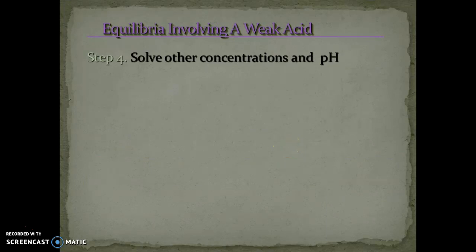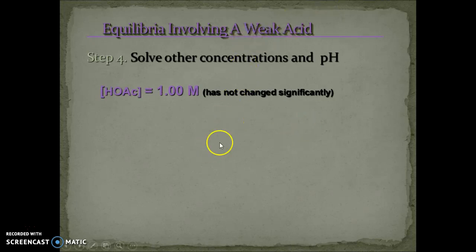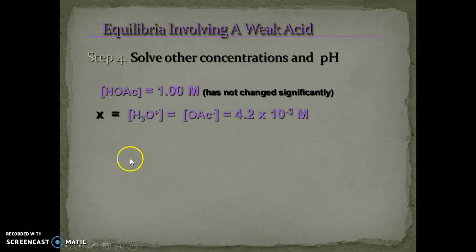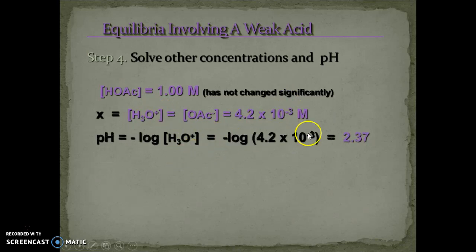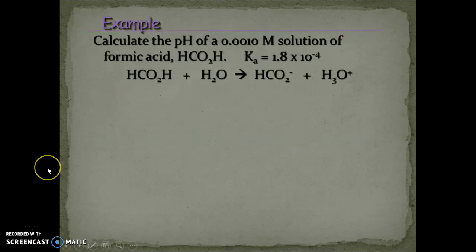I forgot. We need to solve the other concentrations and the pH, so it's good I didn't stop. The concentration of acetic acid is 1.0 minus the 0.0042. X was H3O plus, the ion concentration, 4.2 times 10 to the negative third. Then we're going to use this to get our pH because we have the H plus. We do the negative log of the H plus, which gives us a pH of 2.37. Okay, now I think we're going to pause this and do the next one in part 2.